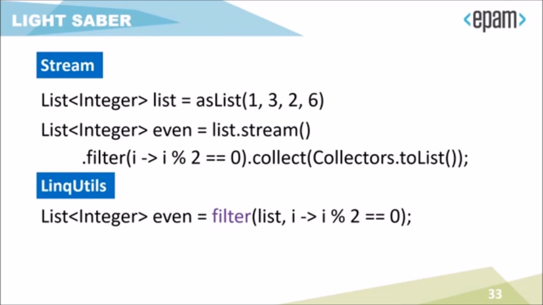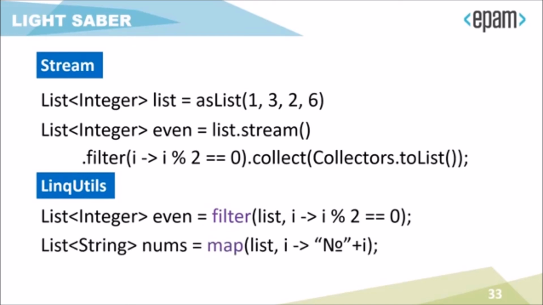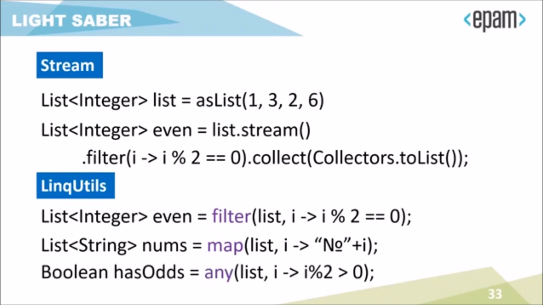You just write filter, and as parameters, you have the list and the lambda to do the stuff with each element. We have in LinkUtils a list of actions that can be done. For example, you can also map and change all your elements with some template, for example, add the number and make it a string as a last example. Or you can, for example, validate whether any element that you have in the list suits some condition.